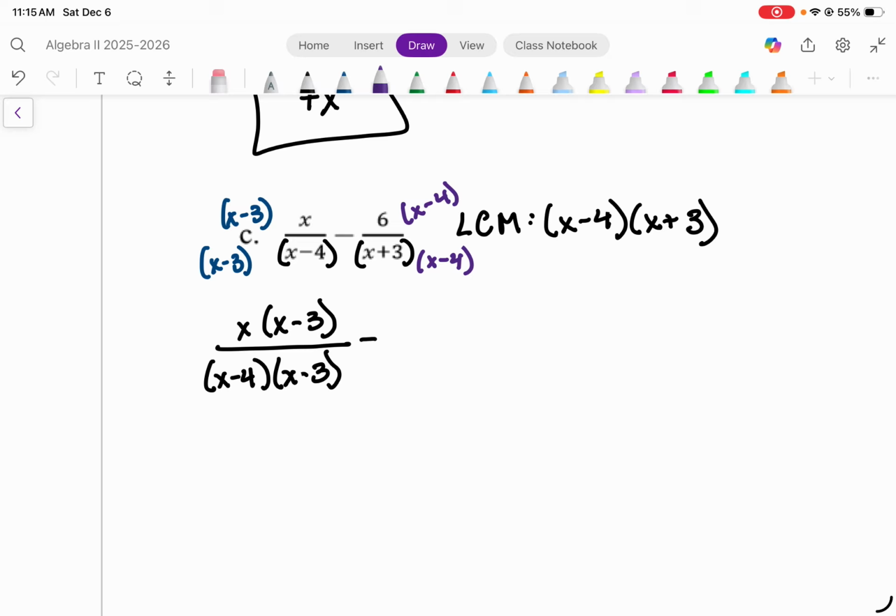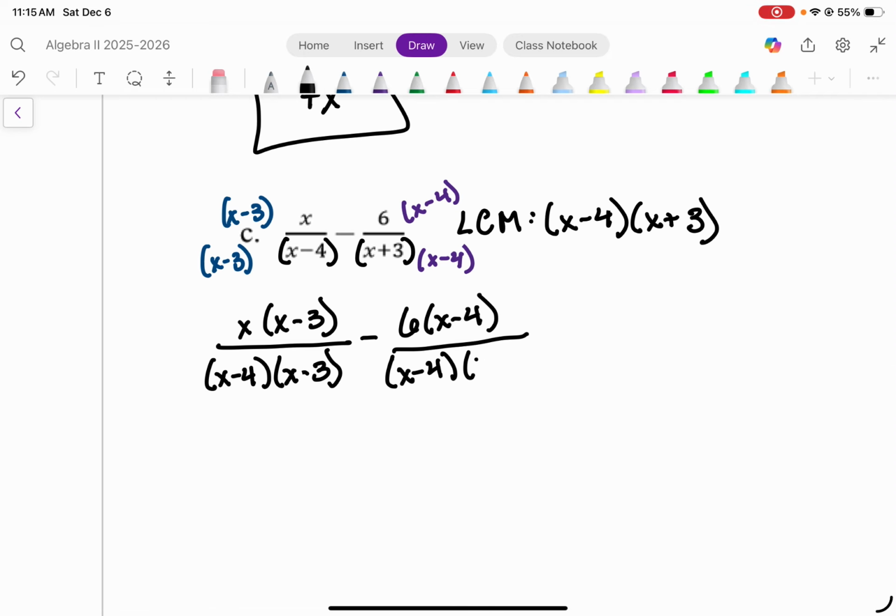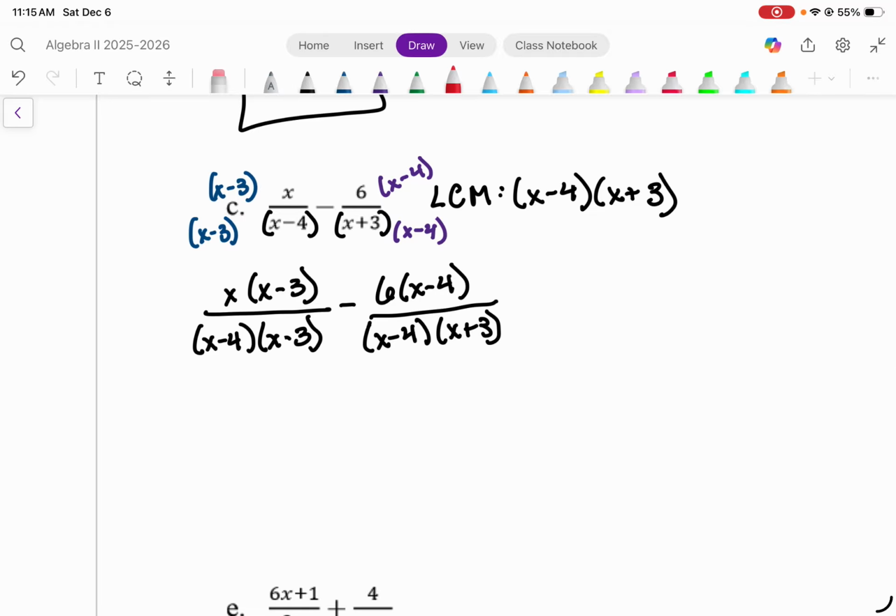There we go. So then our new fraction would be 6 times x minus 4 on the top. And then on the bottom, we have our common denominator now of x minus 4 times x plus 3. Okay, now you do not need to FOIL out the denominators. What we're going to do is distribute on the top so that we can go ahead and subtract. So for now, before I do that, I'm going to combine them.